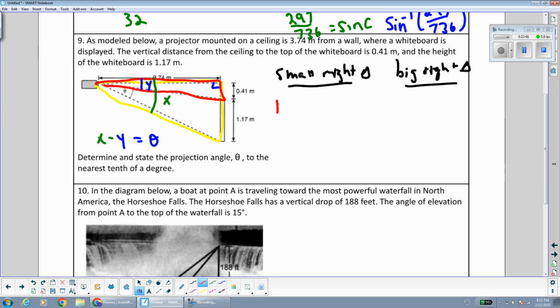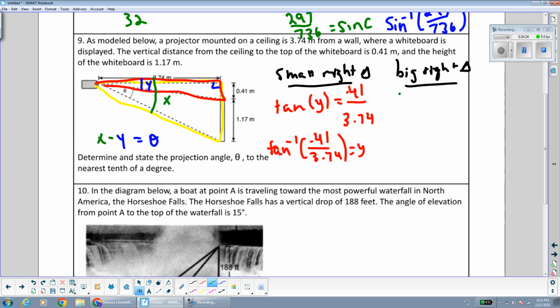Losing my mind, it's late. Tangent of y, that's what I call that angle, equals opposite, 0.41 meters, over adjacent. We don't have the hypotenuse. So adjacent over here is 3.74 meters. And then to find the angle, I would take the inverse of the ratio, and that would give me the angle I need. And now for the big right triangle, once again, I'm going to use tangent.